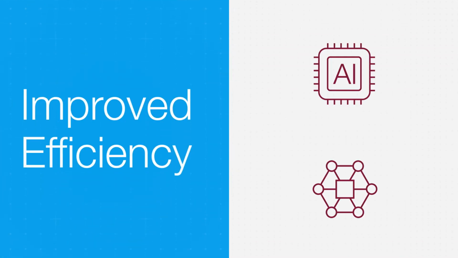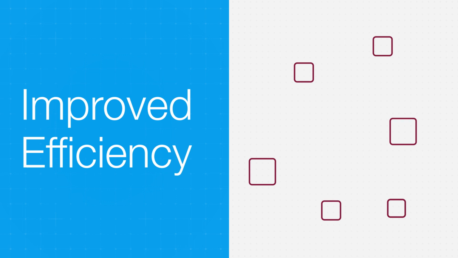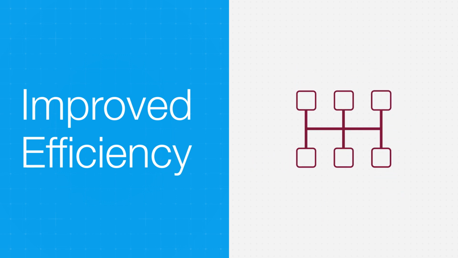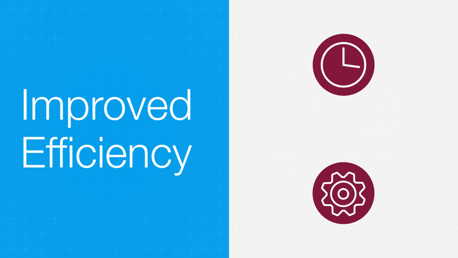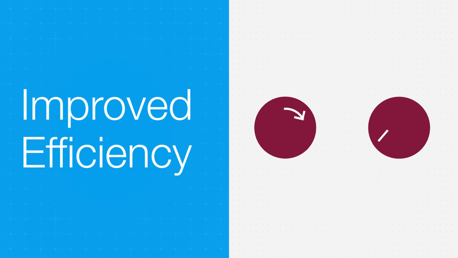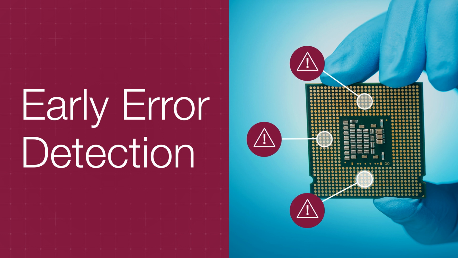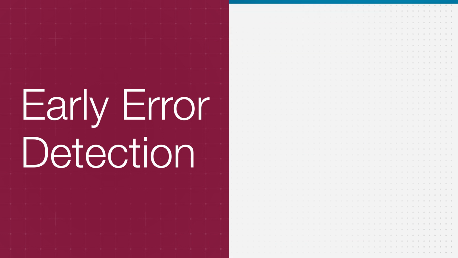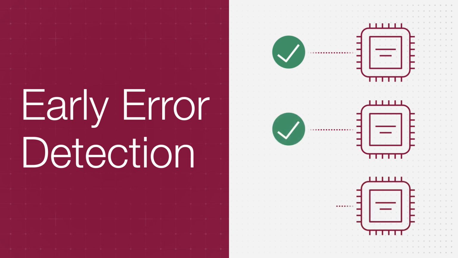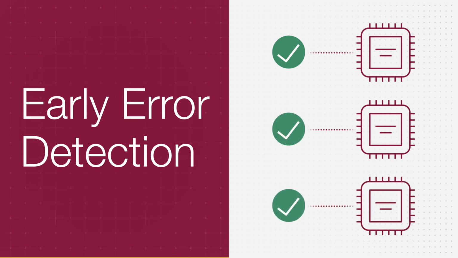By leveraging AI and machine learning, testing processes are streamlined, saving engineers valuable time and resources. This means faster turnaround times and increased productivity. The ability to catch mistakes early on prevents costly errors down the line. This ensures the highest quality standards are met, giving manufacturers peace of mind.